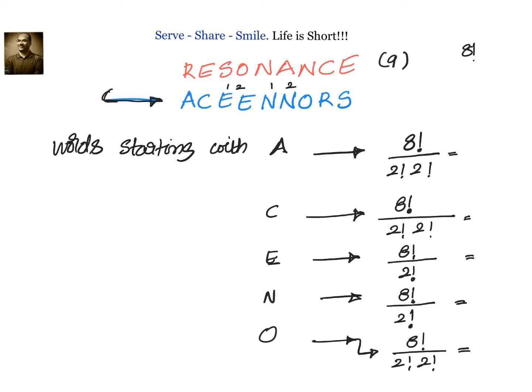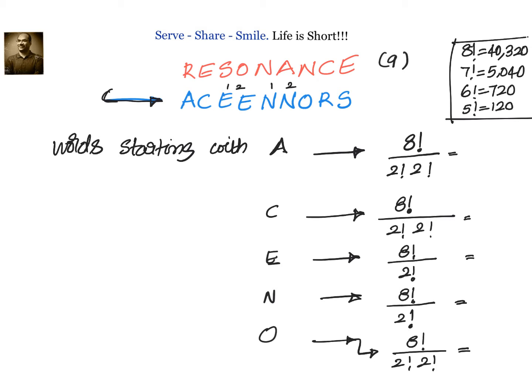I know factorial 8 is 40,320 and factorial 7 is 5,040. Factorial 6, if needed, will be 720 and factorial 5 is 120. This will be useful to us when we solve this problem. So this is 40,320 divided by 4. That will be 10,080. This is also 10,080.